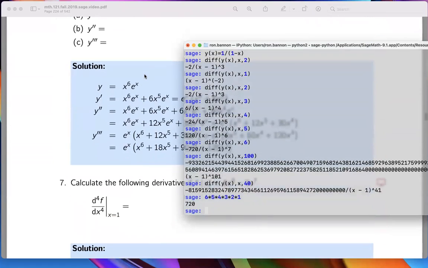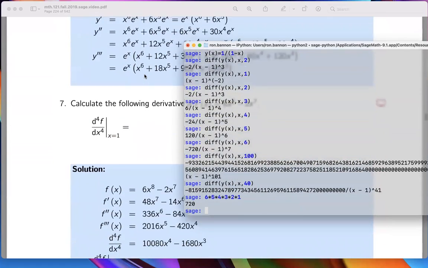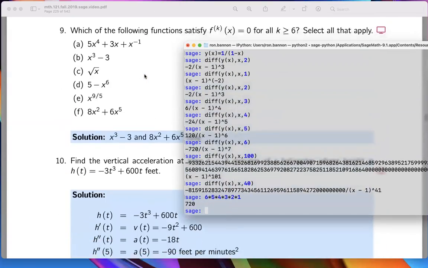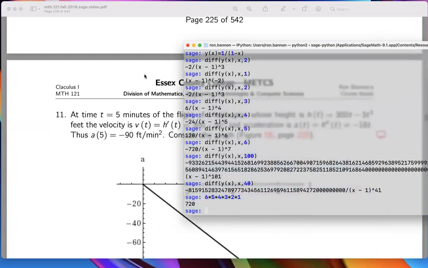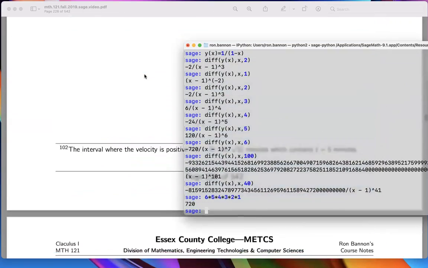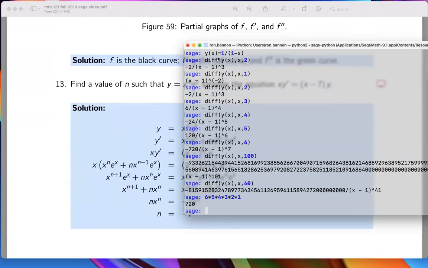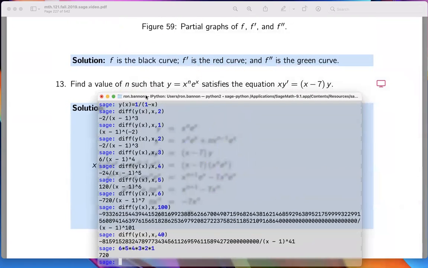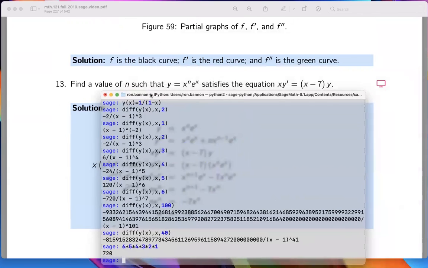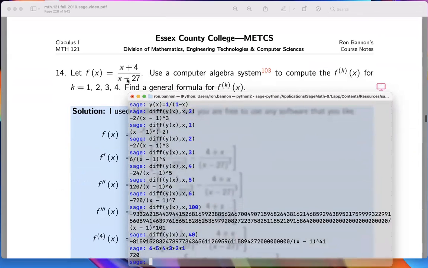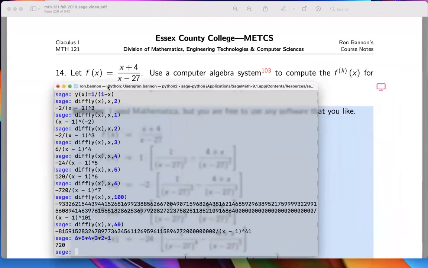Now I'm looking at this. I'm just scrolling through the notes. Yeah, 13 looks interesting. I guess we could do that. Let's try 14. I'll read it to you. It says let f of x equal that.